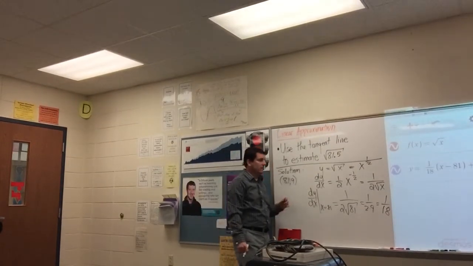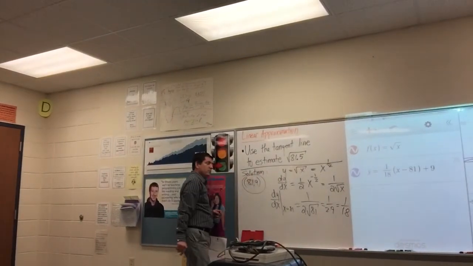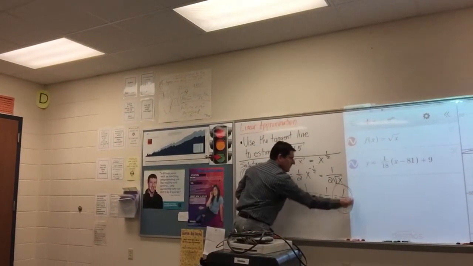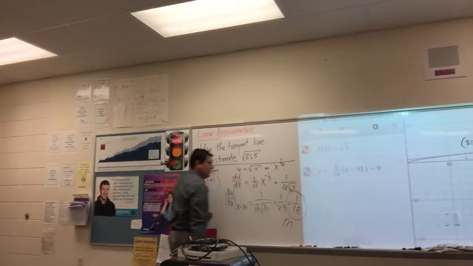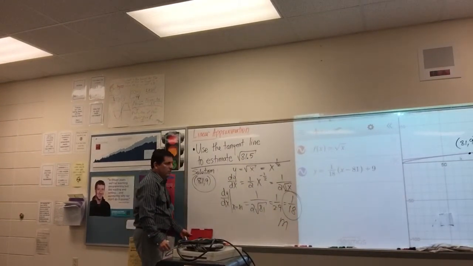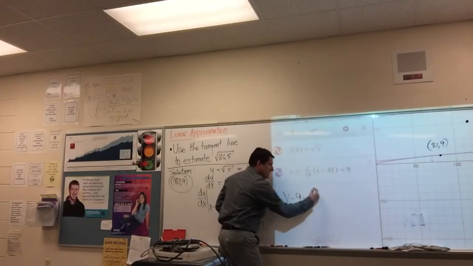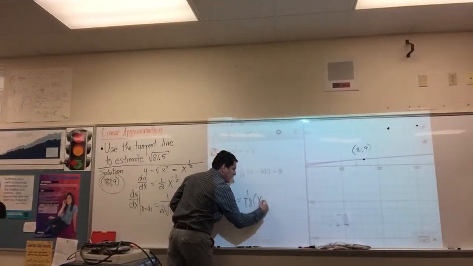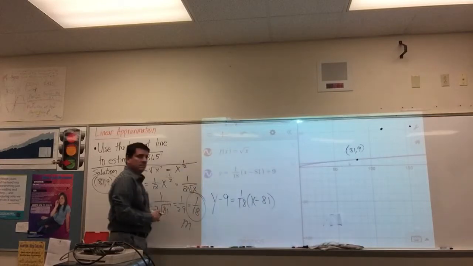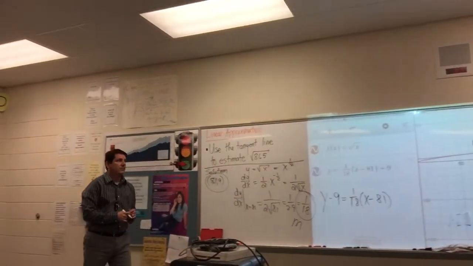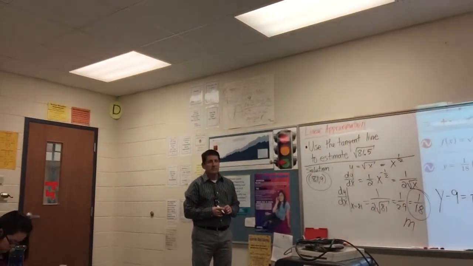So what's the equation of the line tangent? Well, we know this point. We know this is the slope. So therefore, the equation of the line tangent is y minus 9 is equal to 1/18 times x minus 81. That's the equation of the line tangent, and that's the blue graph right there.